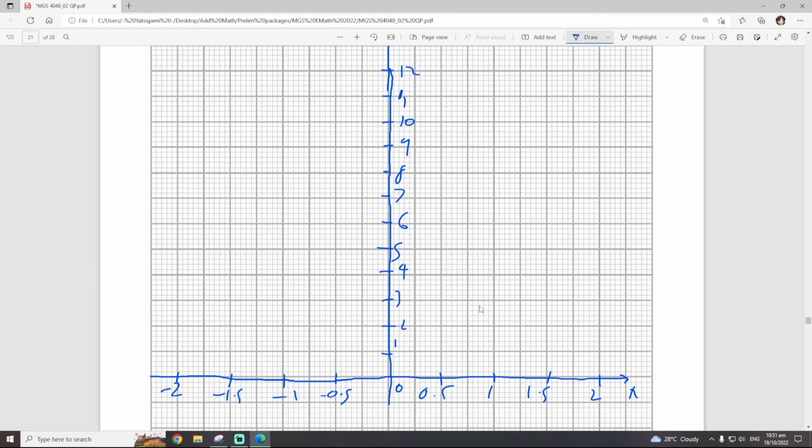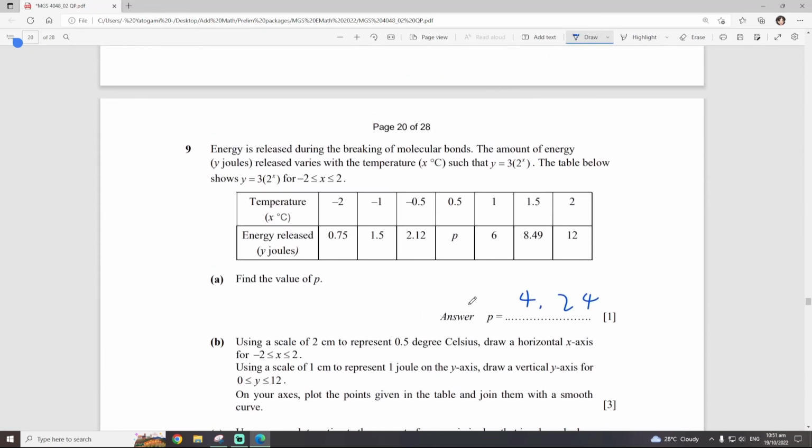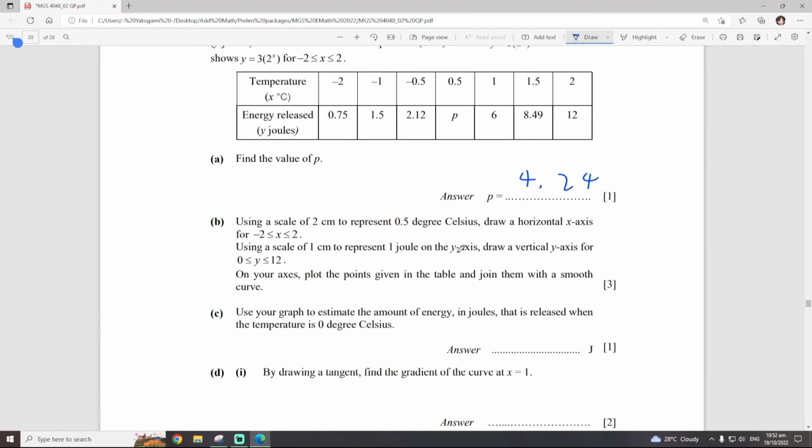So it's closer to 0.8. So you plot to half the smallest division, so you plot this as 0.8. 1.5 is going to be... it's 1 cm to 1 unit, right? Just checking. Yep, 1 joule. Yeah, correct. Okay.